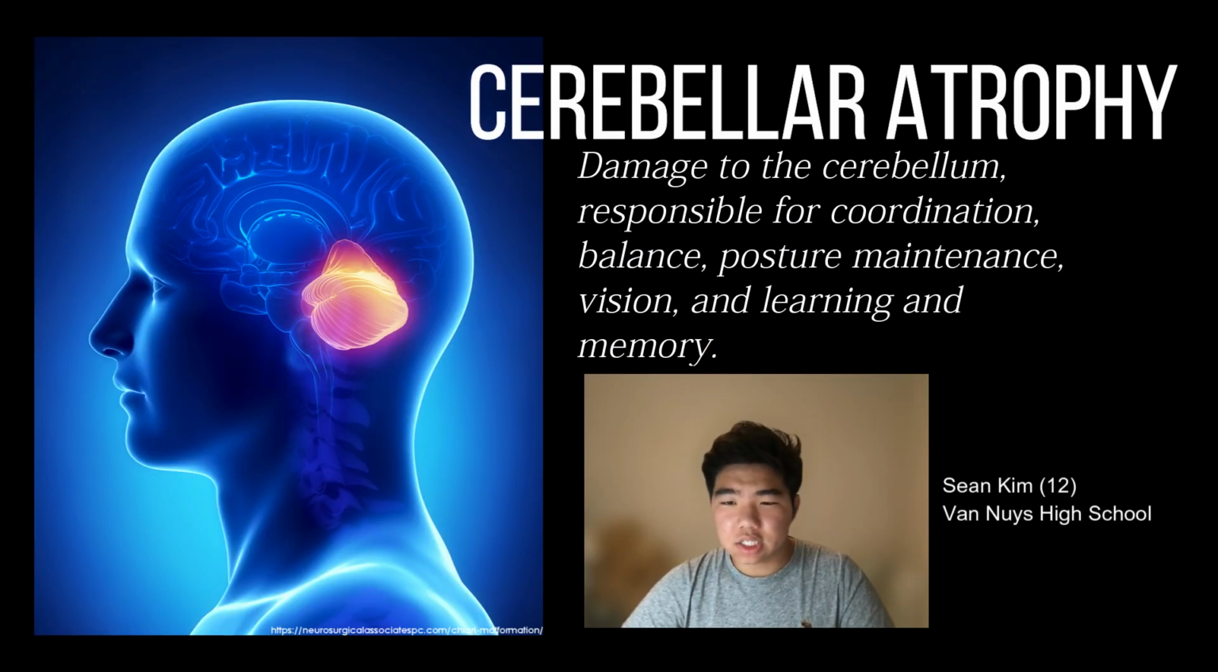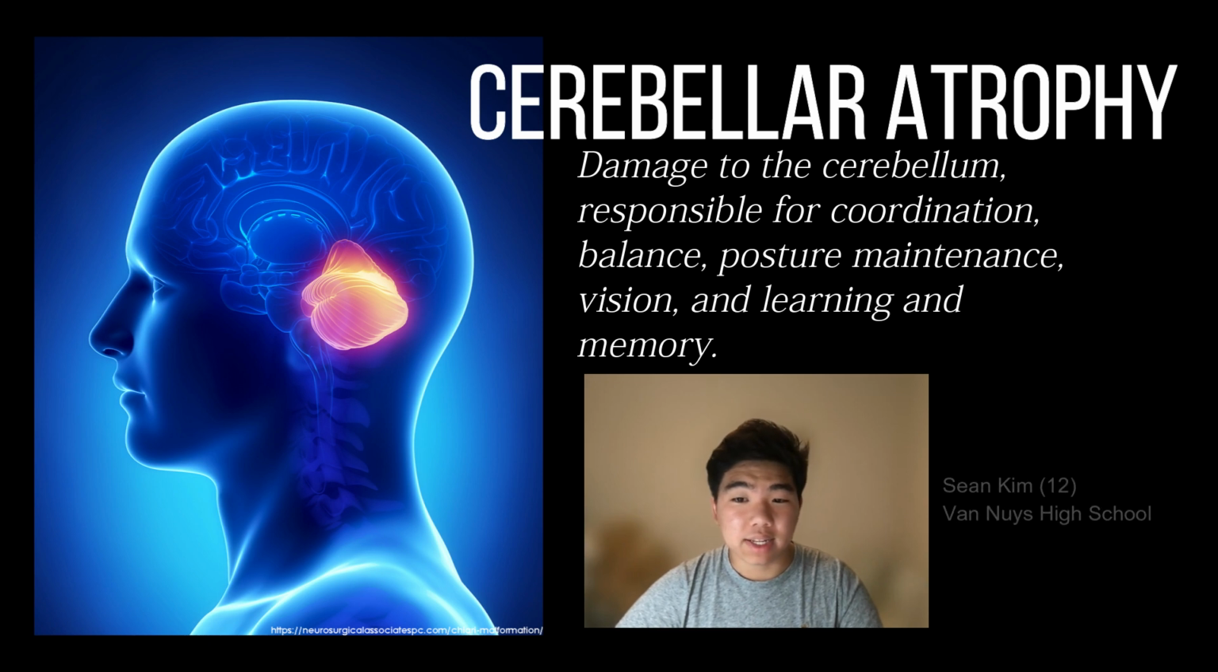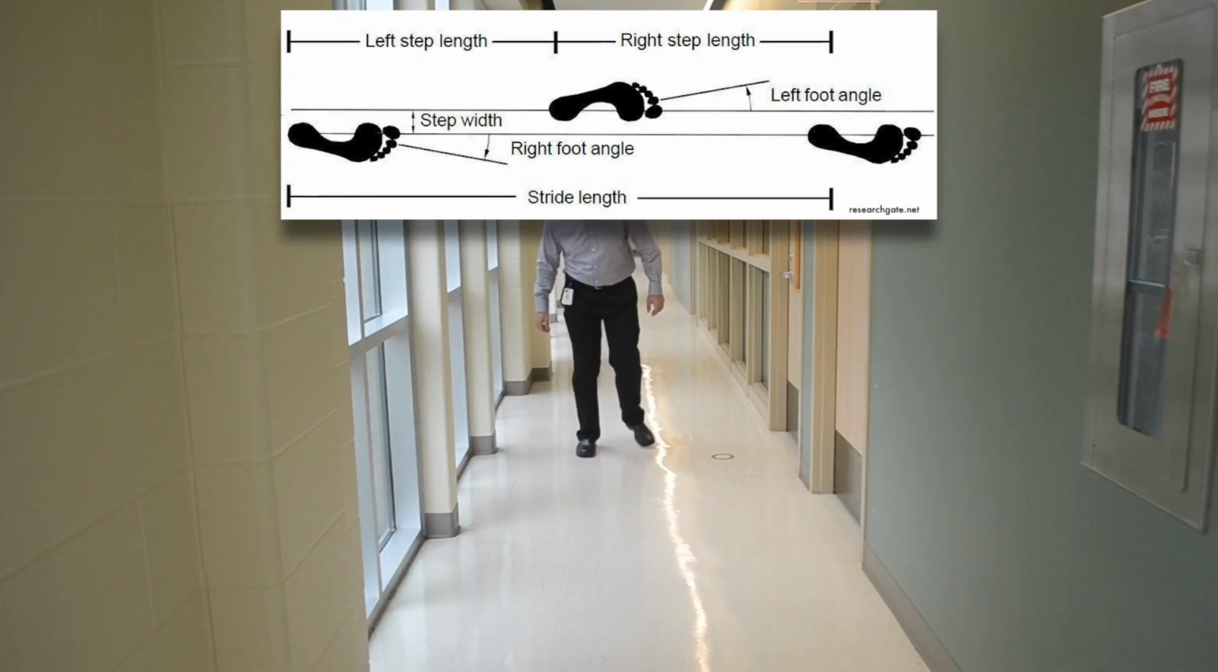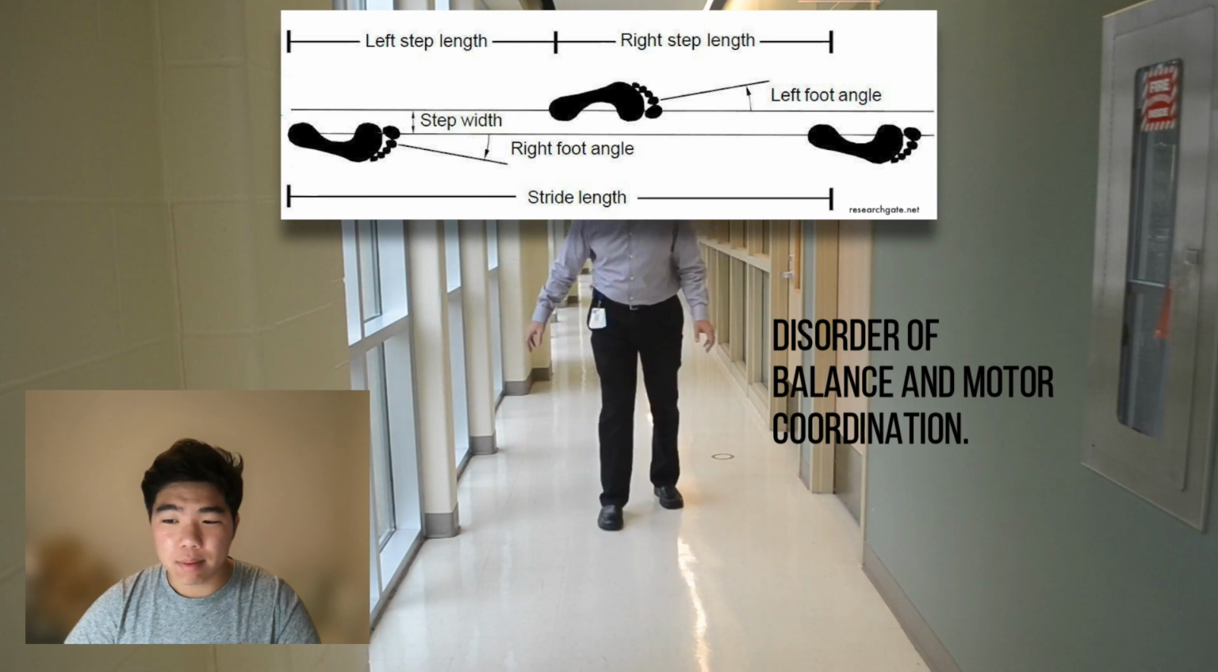Cerebellar atrophy is a condition, often genetic amongst many factors, that arises from damage to the cerebellum, the part of the brain that plays an important role in motor coordination, balance, posture maintenance, vision, learning, and memory. The most common symptoms include a balance disorder and motor condition.